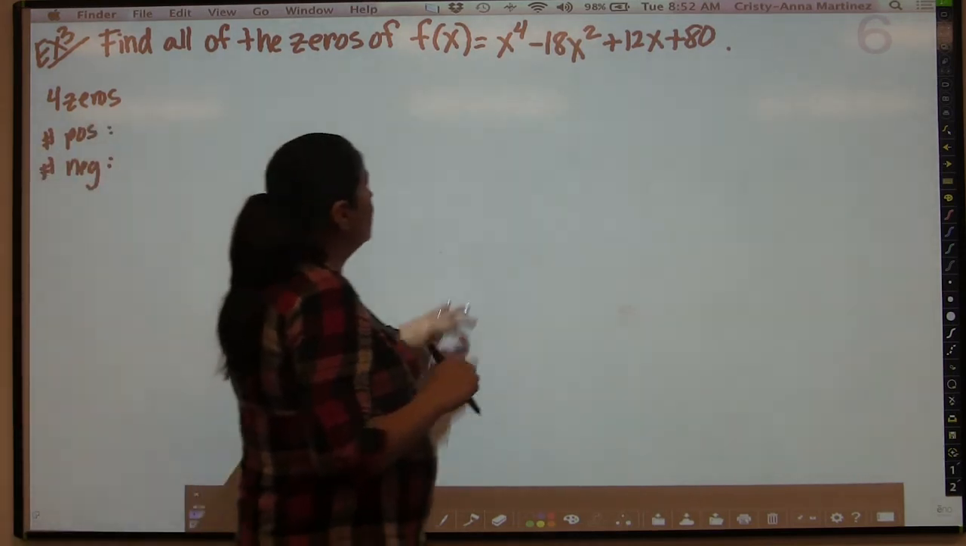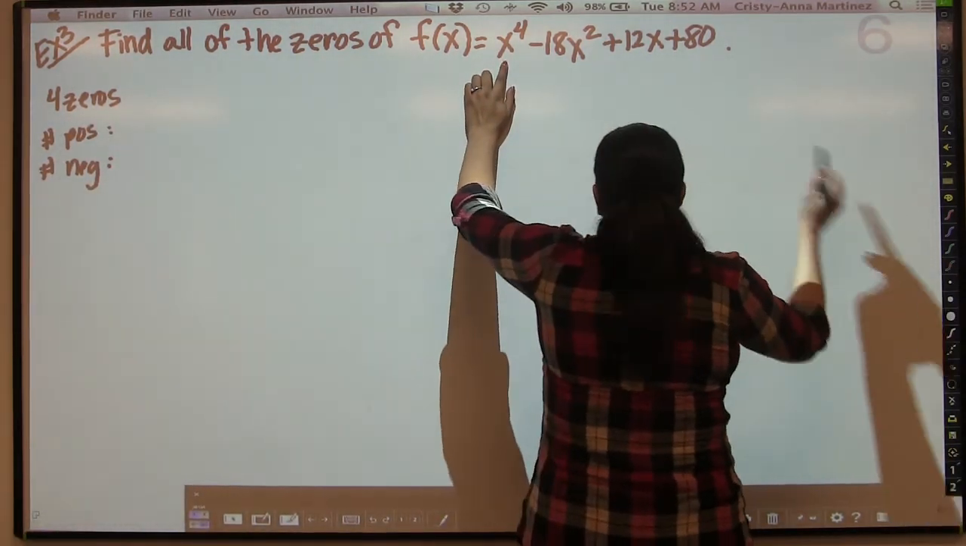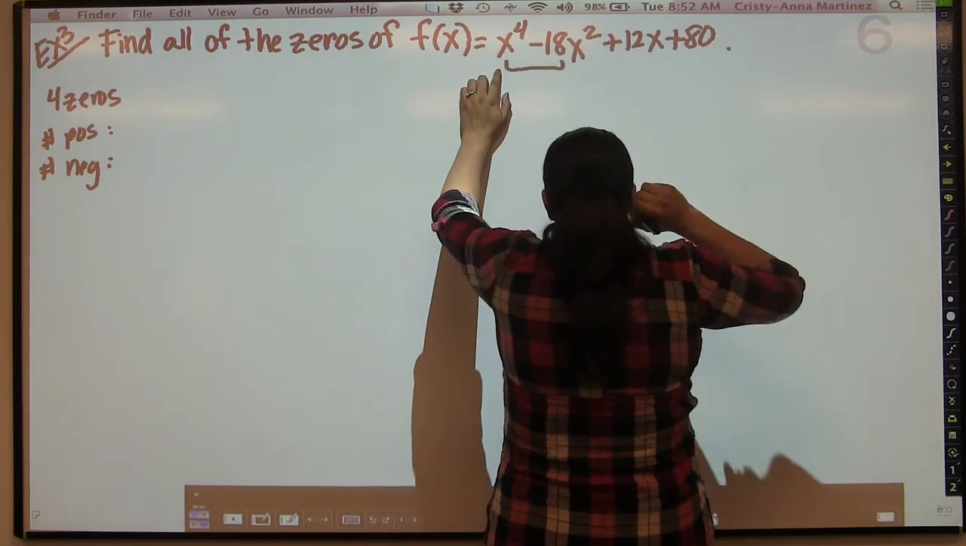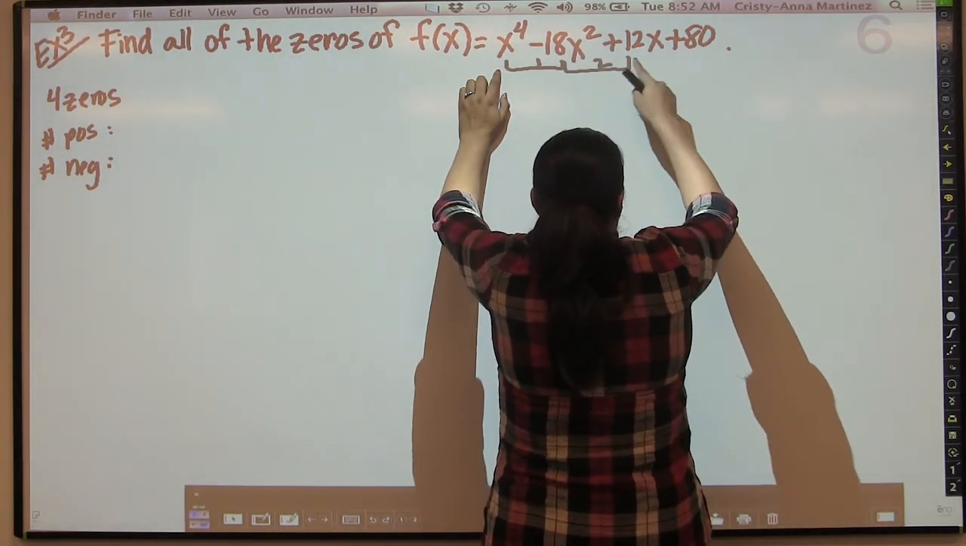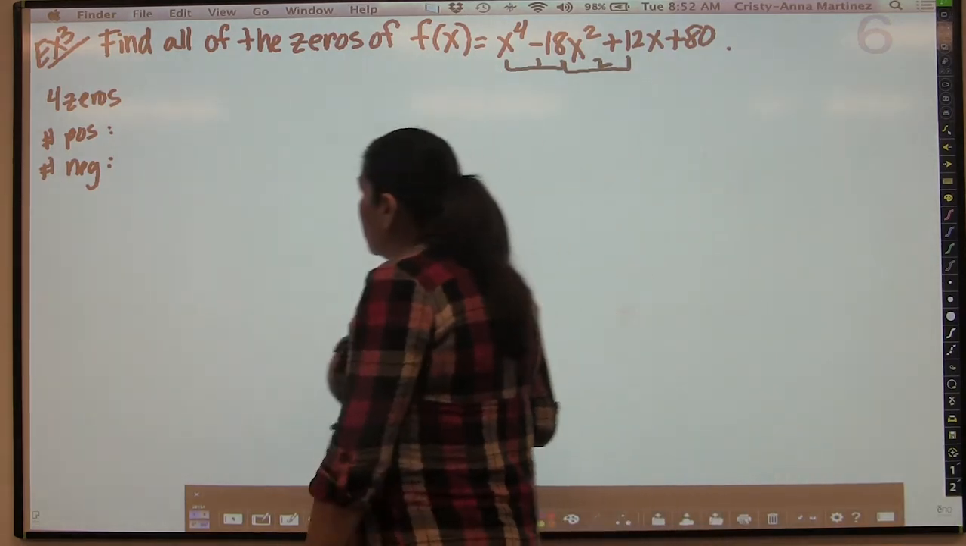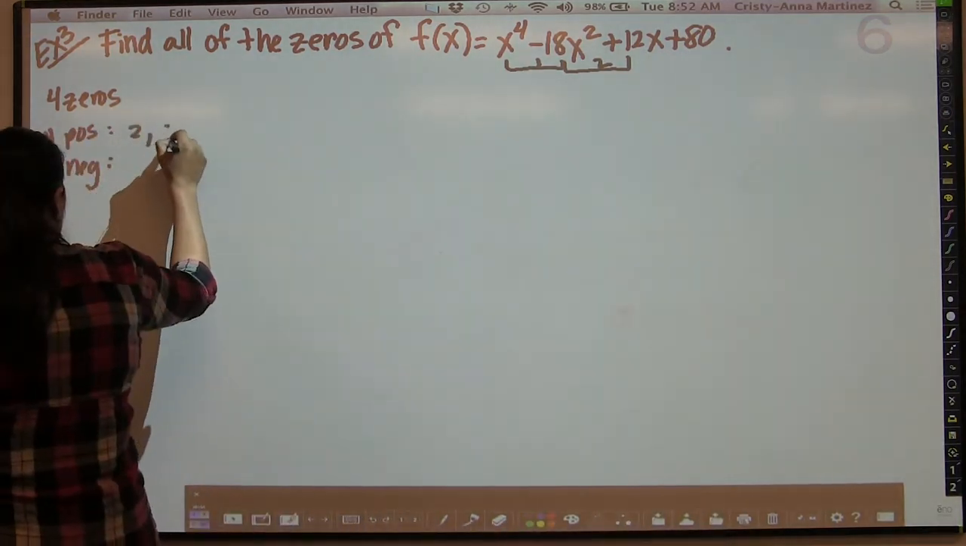Sign changes for positive, we have 1 sign change, 2 sign changes, and then no sign change there. So we have 2 sign changes, so either 2 or none.